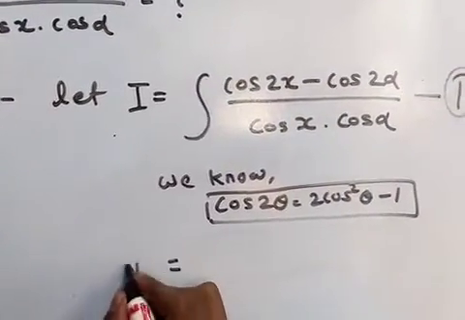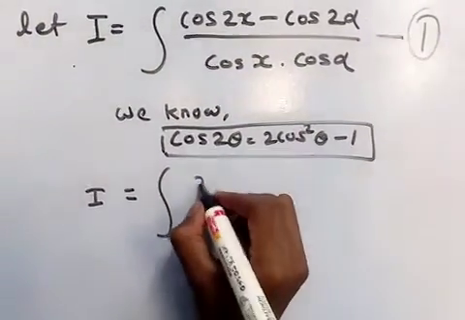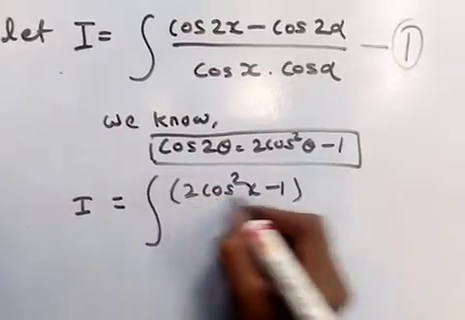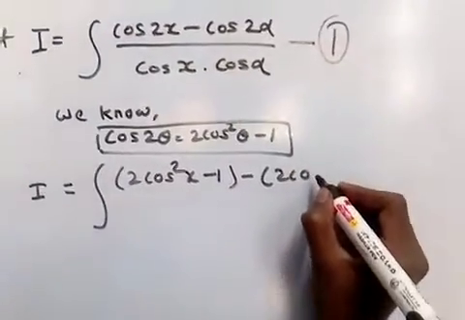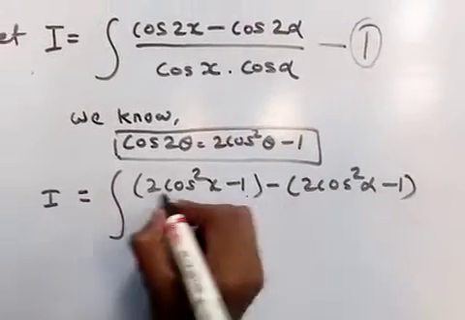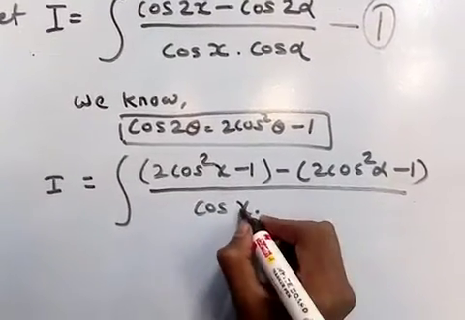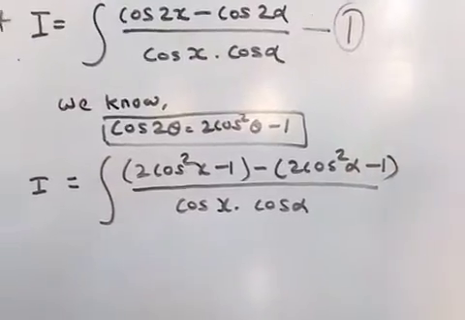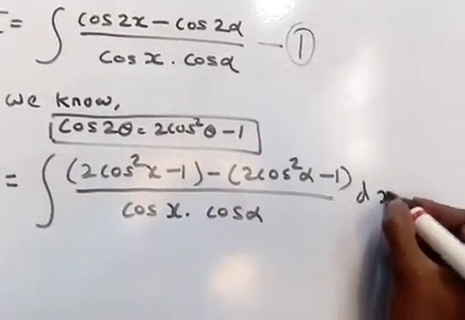Therefore I is equal to the integration of (2 cos square x minus 1 minus (2 cos square alpha minus 1)) upon (cos x into cos alpha). This integration is with respect to dx.